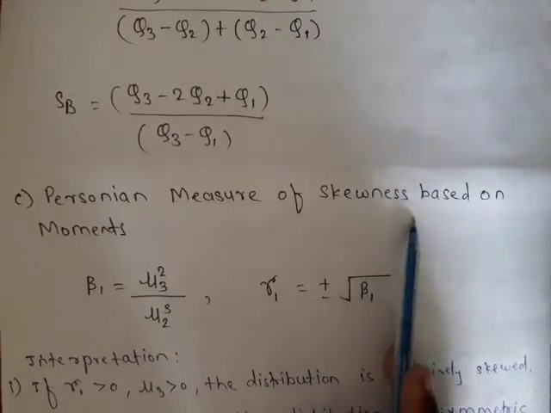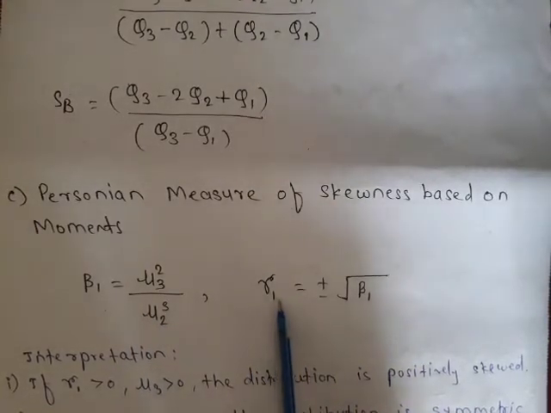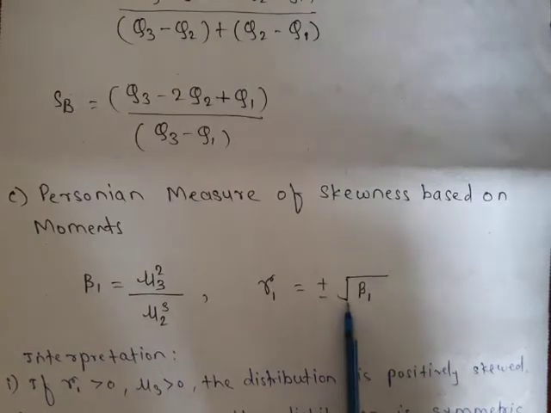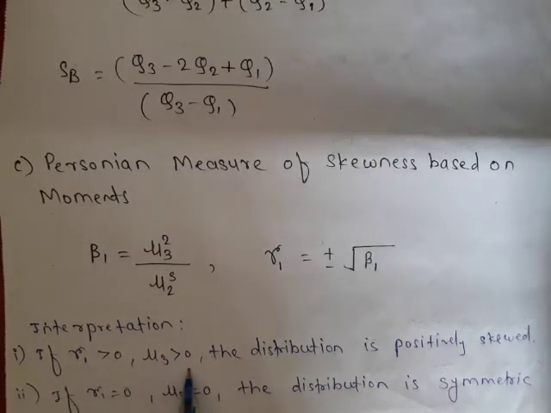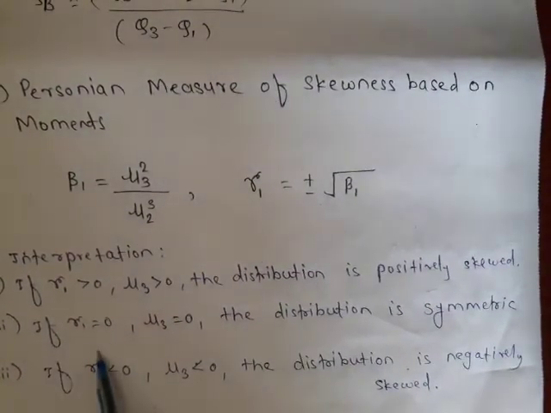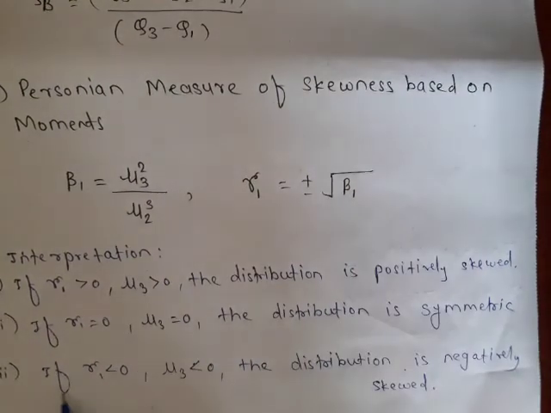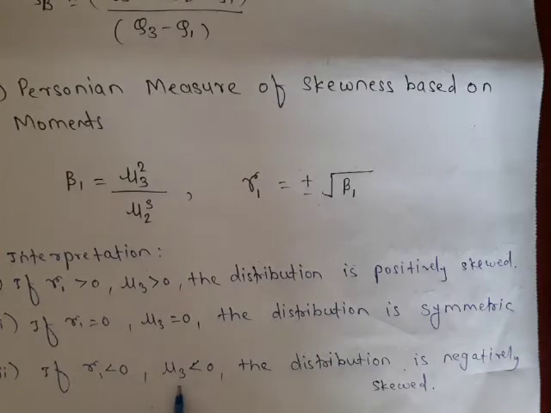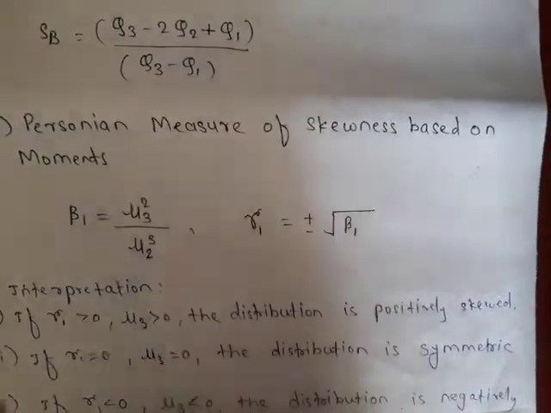Next type is the Pearsonian measure of skewness based on moments. Beta 1 is equal to mu 3 square upon mu 2 cube, where gamma 1 is equal to plus or minus square root of beta 1. Interpretation: if gamma 1 is greater than 0, mu 3 is greater than 0, the distribution is positively skewed. Second, if gamma 1 is equal to 0, mu 3 is equal to 0, the distribution is symmetric. Third, if gamma 1 is less than 0, mu 3 is less than 0, the distribution is negatively skewed. Using these three measures, we can solve the examples.